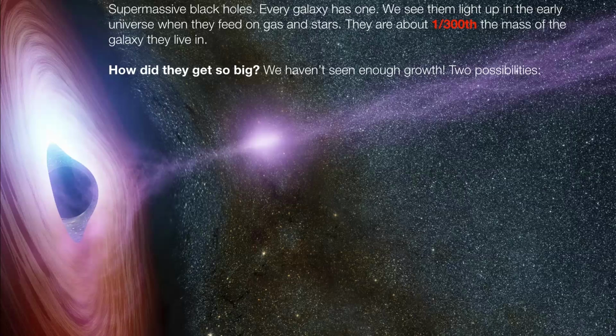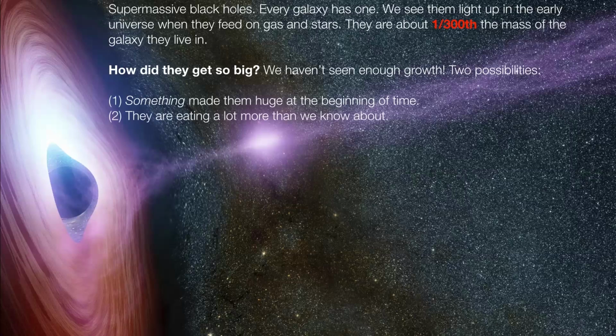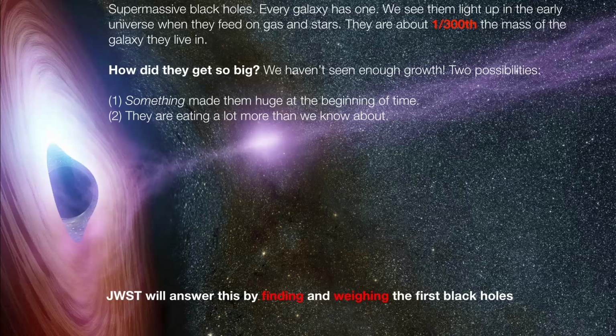So there are 2 basic possibilities here. One, they started out big, and something made them huge at the beginning of time, some sort of primordial process that birthed these black holes, and they came out large, and they only got larger from there. Or two, they're eating a lot more than we know about. It's got to be one of these things. Which one is it? Webb can answer this by finding and trying to weigh the first black holes. So which is it? Did they come out big or did they eat fast?